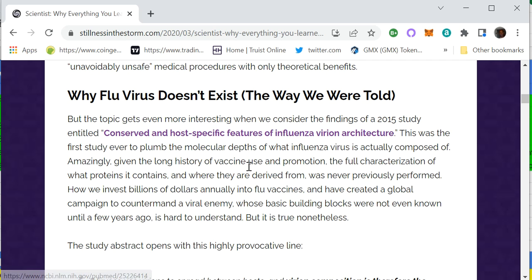Here's a study. The first study plumbed the molecular depths of what influenza virus is. Amazingly, given the long history of vaccine use and promotion, the full characteristics of what proteins it contains was never previously performed. How we invest billions of dollars annually into flu vaccines and have created a global campaign to countermand a viral enemy whose basic building blocks were not even known until a few years ago is hard to understand.